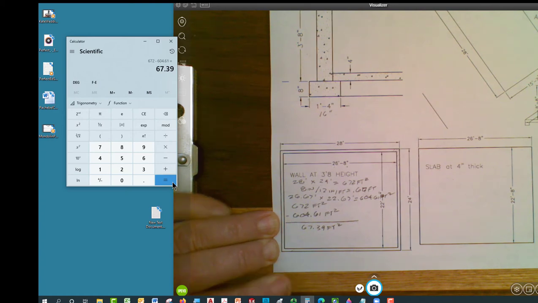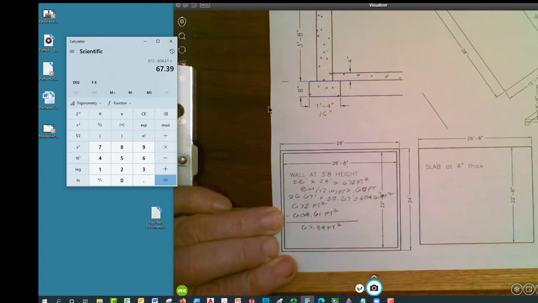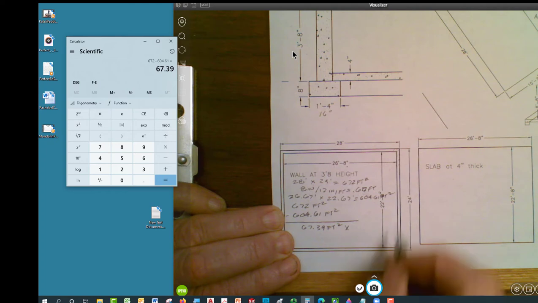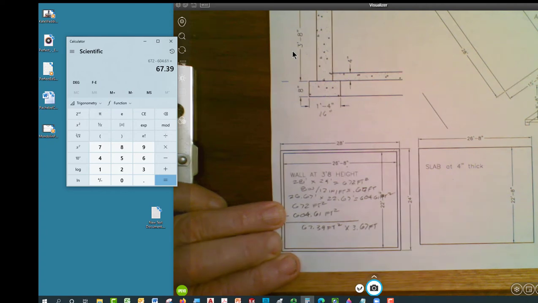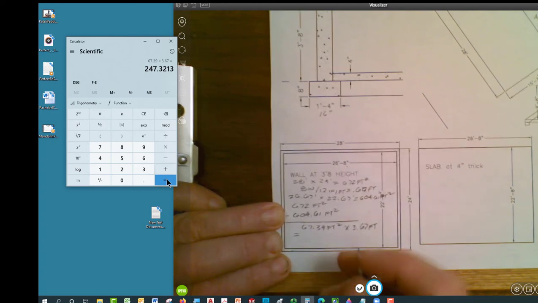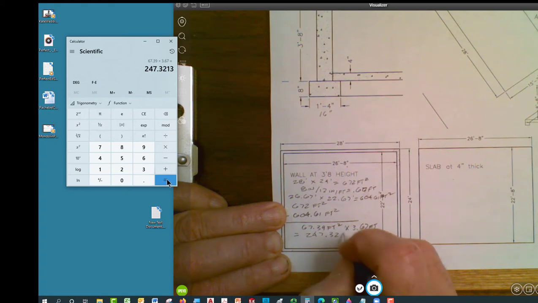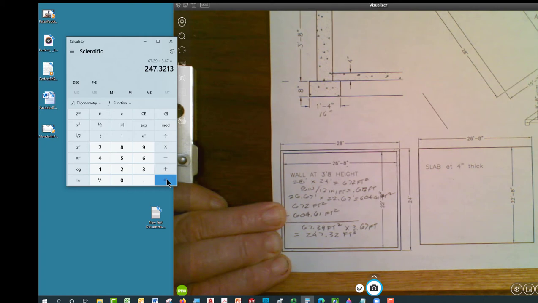Now that's square feet. We want cubic feet. So now we're going to multiply that times this overall height. The overall height is 3 feet 8 inches, so that's 3.66666666, or 3.67. So we multiply the total area of the top by 3.67 feet. That's not square feet, that's just feet. And that's going to give us 247.32 cubic feet. So that's the volume of that wall.